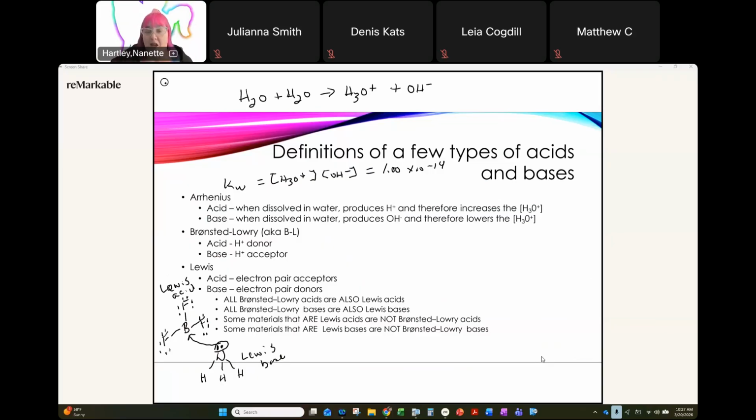A lot of times you'll see that there are Arrhenius and Bronsted-Lowry acids. I mean, if they're one, then they're the other by definition. And the base portion may or may not be true. But sometimes they are also Lewis acids and Lewis bases. So keep that in mind when you're being asked to identify these things, because they may fall into more than one of those categories.